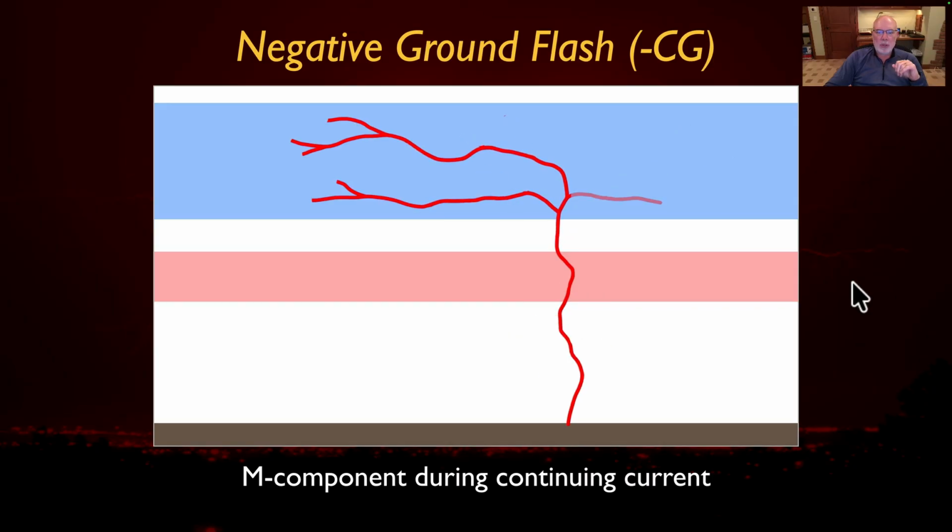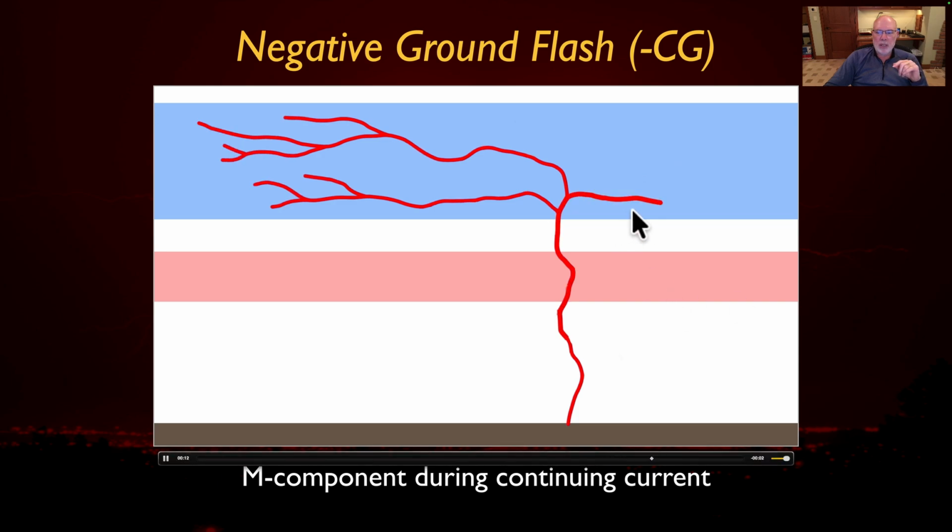Return stroke, continued growth, continuing current. This one decays and develops a recoil leader, causes some brightening. And we'll go back and look a little more closely at that. So we have the return stroke, continuing current, decay by that branch, but then we get a recoil leader along that branch, and it connects to the main channel and causes that main channel to become more luminous. And that's an M component.